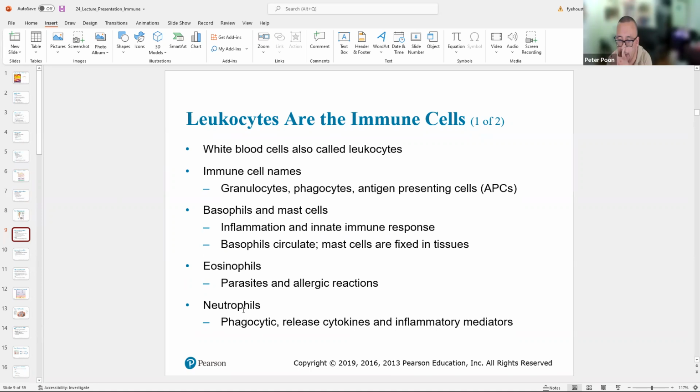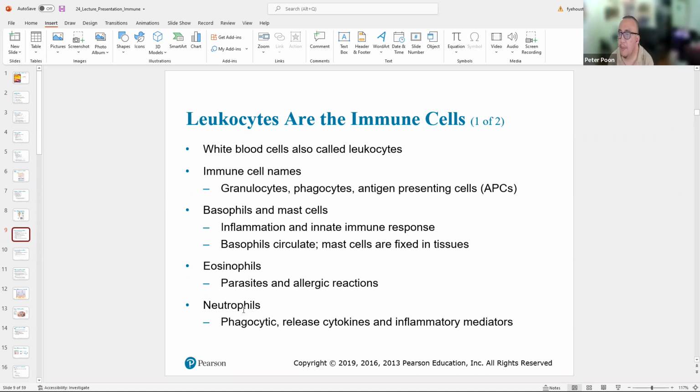Basophils and mast cells cause inflammation, and they act in something called an innate immune response. They're technically the same type of cell. Basophils circulate, and mast cells are fixed in tissues. Basophils are by far the smallest number in the actual blood of all the immune cells, because they function mostly as mast cells.